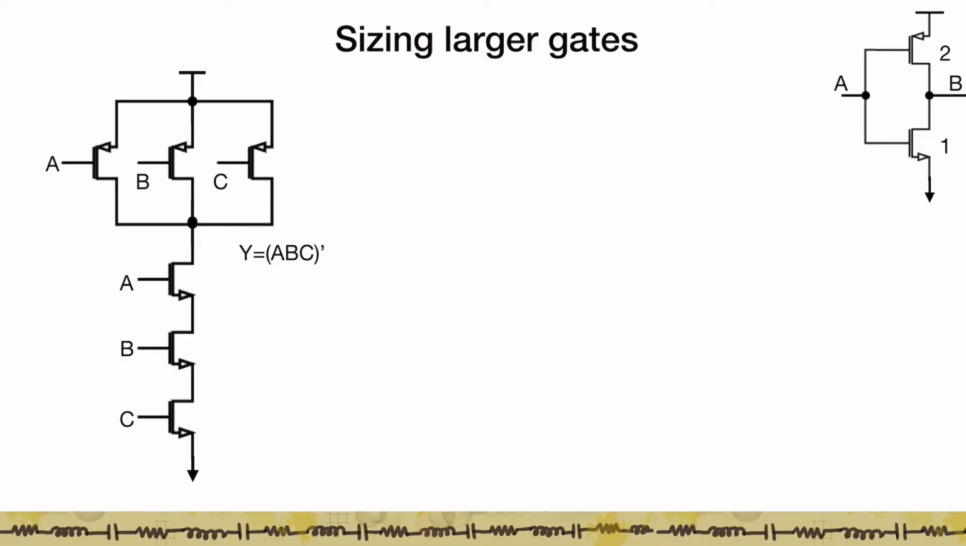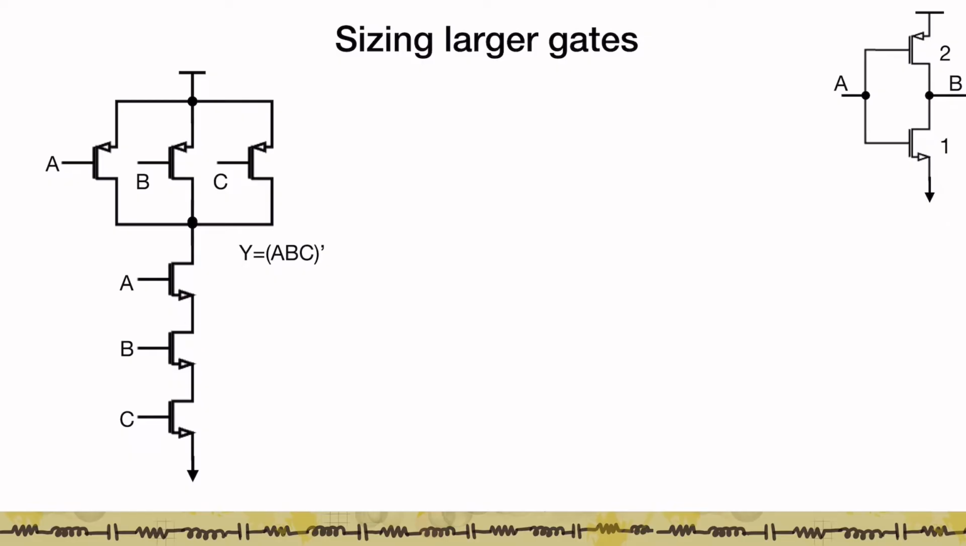In the 3-input NAND gate, the worst case pull up is going to happen when either of these transistors, the PMOS transistors, is turned on. So in the worst case, the 3-input NAND gate for pull up looks similar to an inverter. So the PMOS is going to be sized similar to that of the inverter.